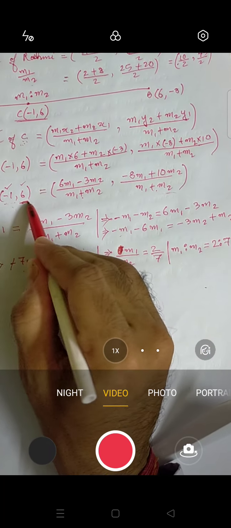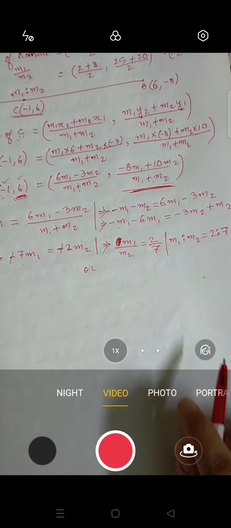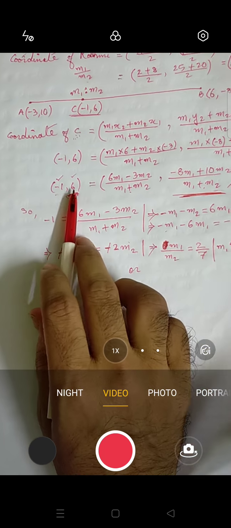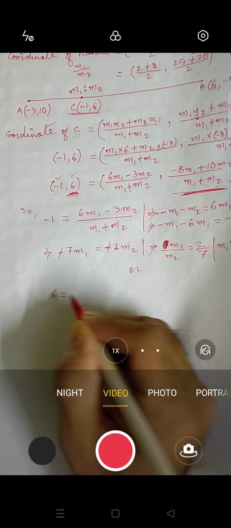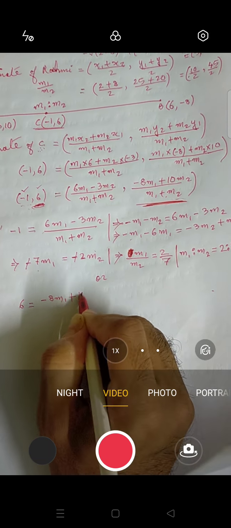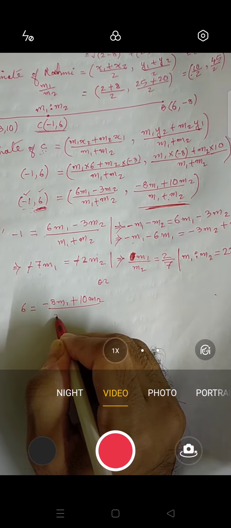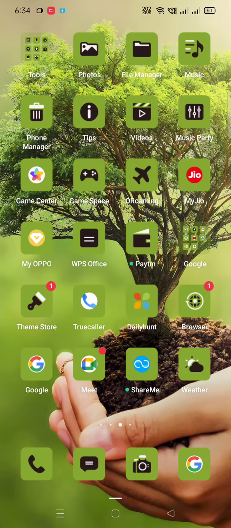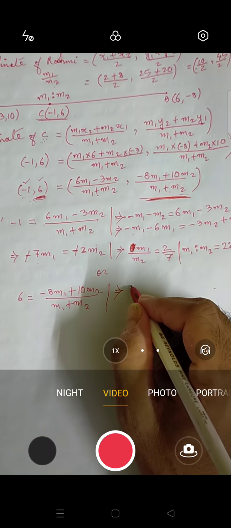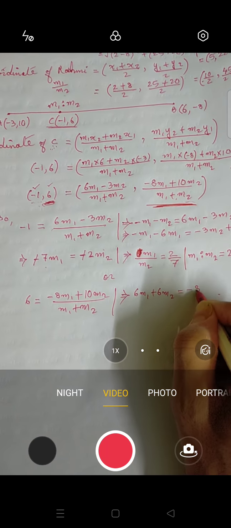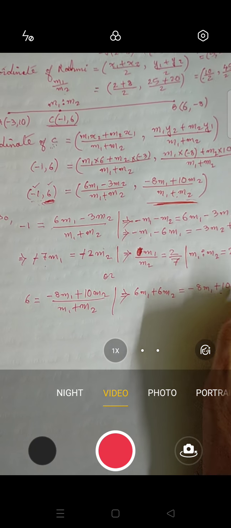So I'm taking this number and this number. So instead of writing this all, I'll be taking this one. So I can say 6 is equal to minus 8 m1 plus 10 m2 by m1 plus m2. Now cross multiply. So when you do cross multiply, you will be having 6 m1 plus 6 m2 equals to minus 8 m1 plus 10 m2. Any problem?